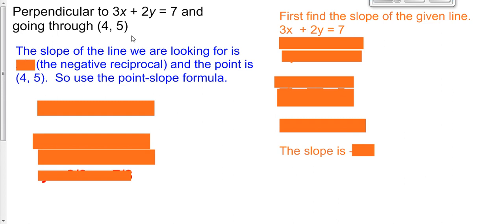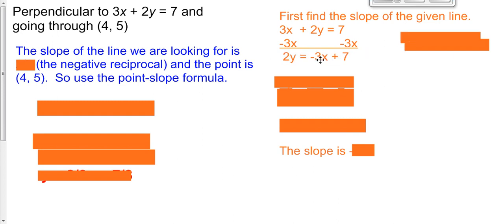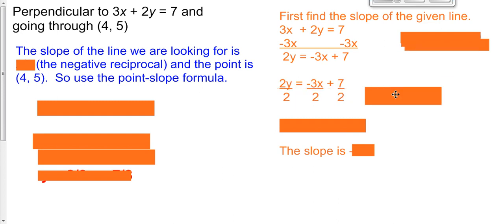Now, on this one, we want it to be perpendicular to this line, and then go through this point. Well, we know that slopes of perpendicular lines are opposite reciprocals of each other. So the first thing we have to do is find the slope of this line. To find that, let's get y by itself. So let's subtract 3x from both sides. And now we end up with this. Now we got to get rid of the 2. So we got to divide both sides by 2. Then we look at what's left.